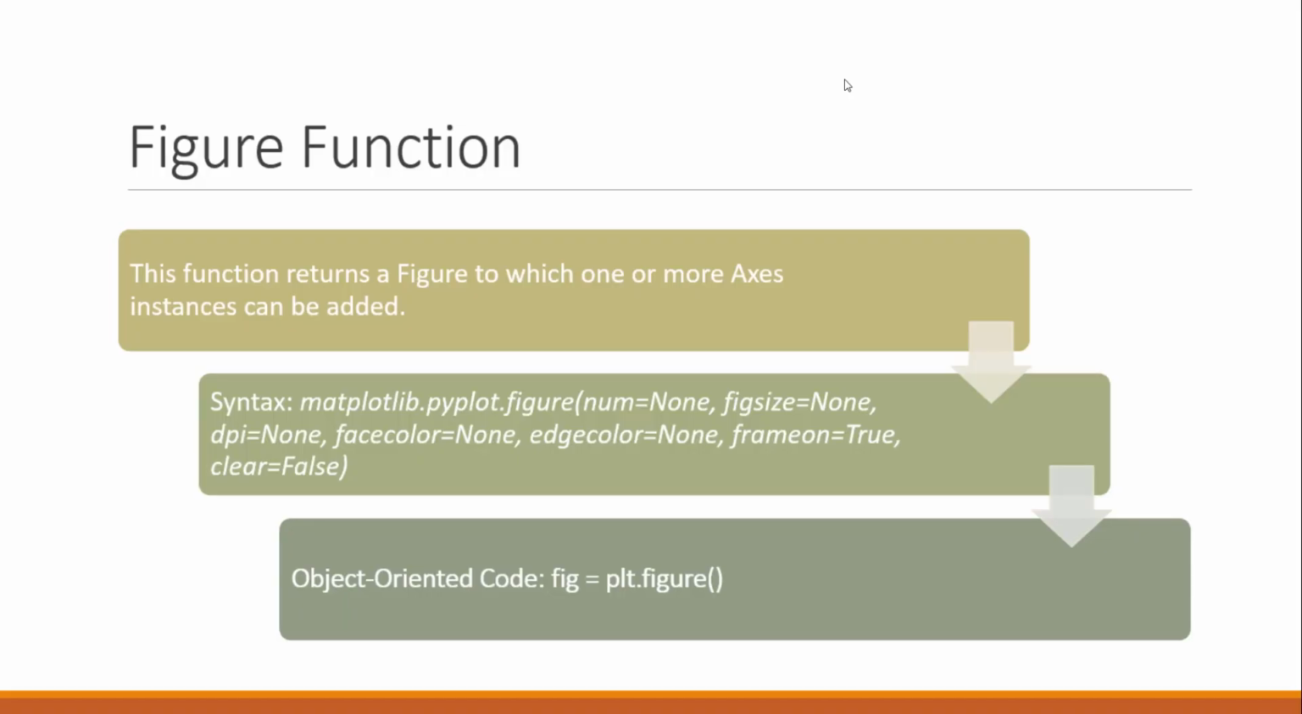If we want to change this syntax into an object-oriented syntax, we will write it as fig equals plt.figure, where fig refers to the figure object and every operation allowed on the figure can be done using this fig. You can use any variable name instead of fig also in this case.